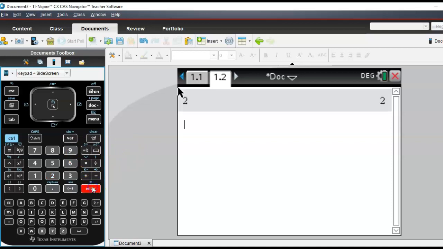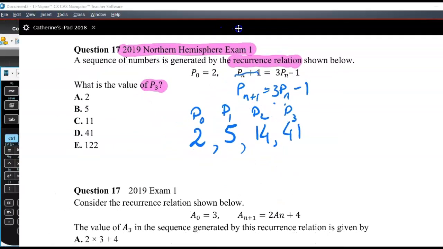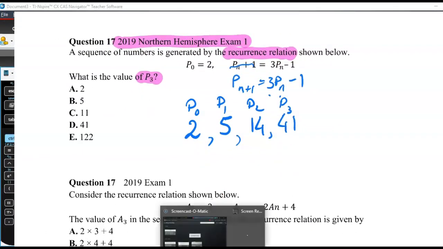So I've got 2 as my initial, then times by 3, take 1, so that's P1. P2 is 14, and P3 would be 41. And so that makes our answer D.